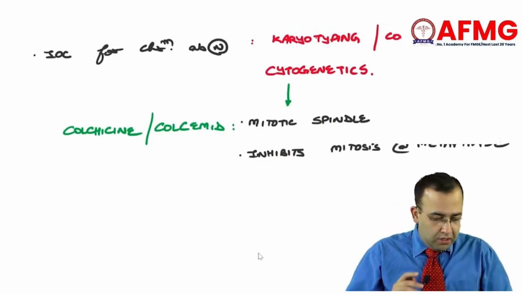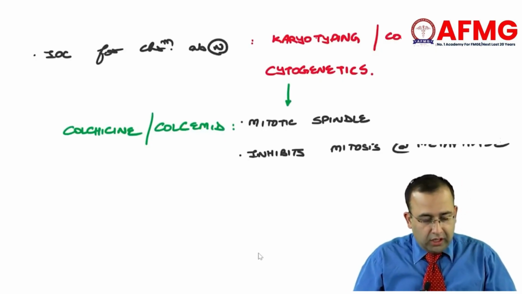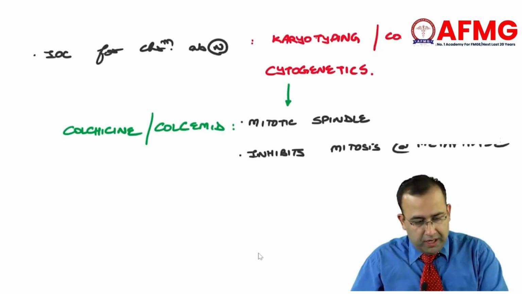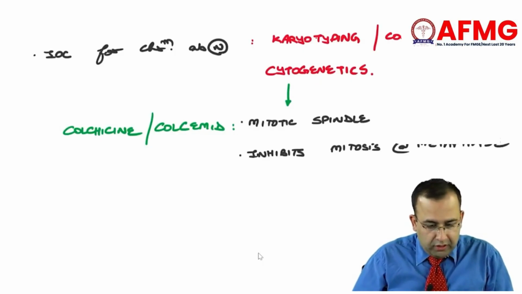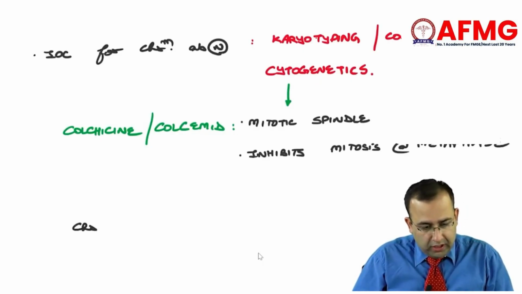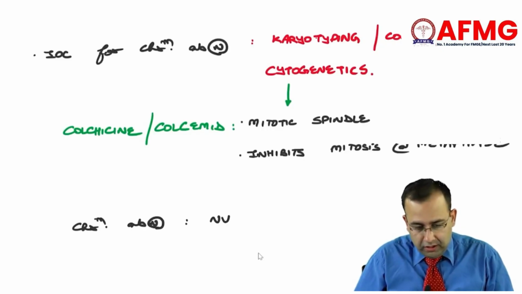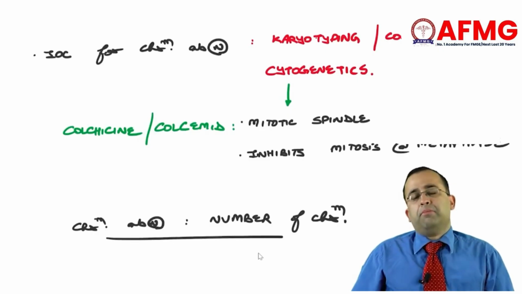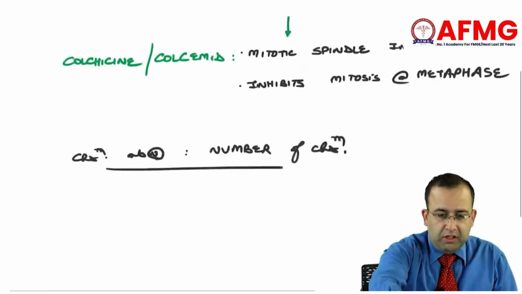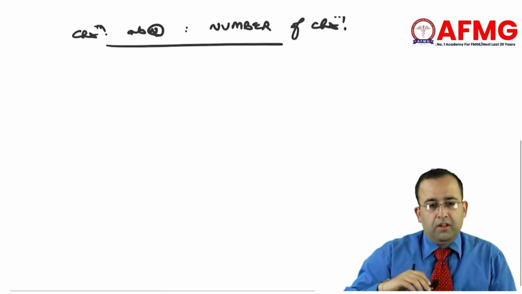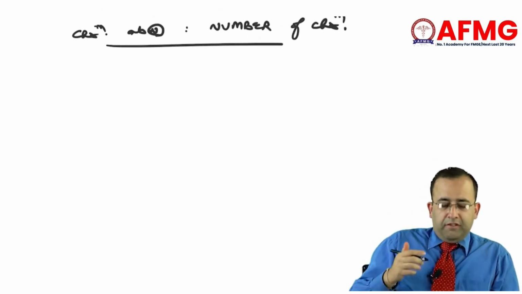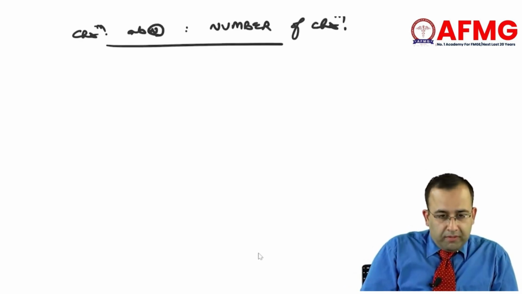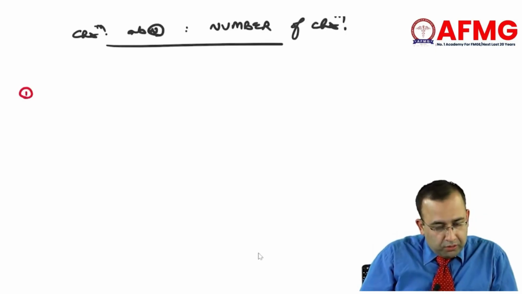Next point. Let us start with chromosomal abnormalities in number of chromosomes. I can divide chromosomal abnormalities in number into 2 types.